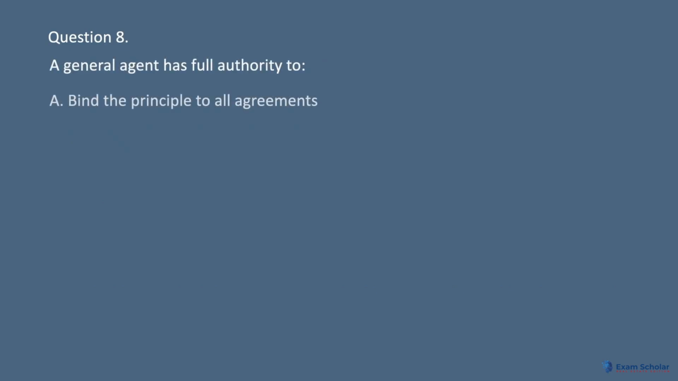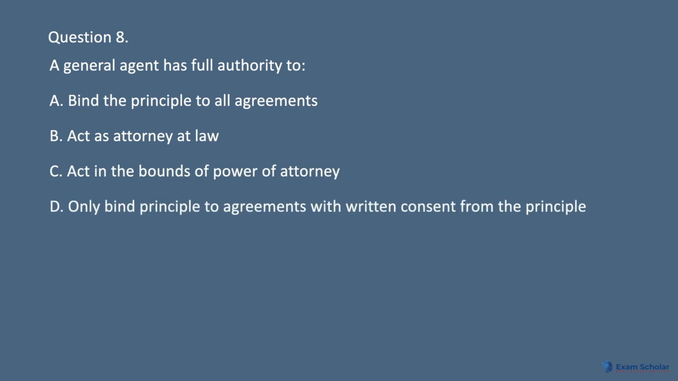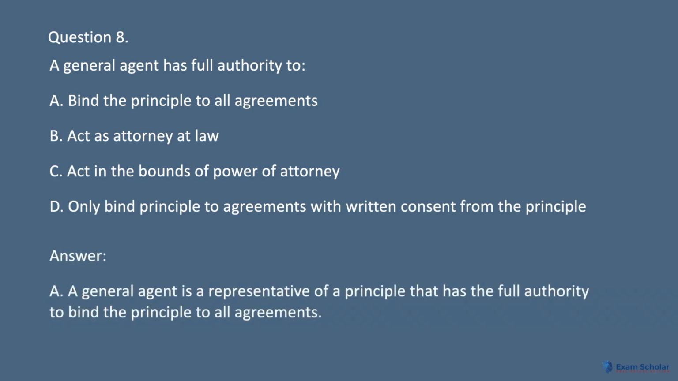Question 8. A general agent has full authority to A. Bind the principal to all agreements. B. Act as attorney at law. C. Act in the bounds of power of attorney. D. Only bind principal to agreements with written consent from the principal. Answer. A. A general agent is a representative of a principal that has the full authority to bind the principal to all agreements.